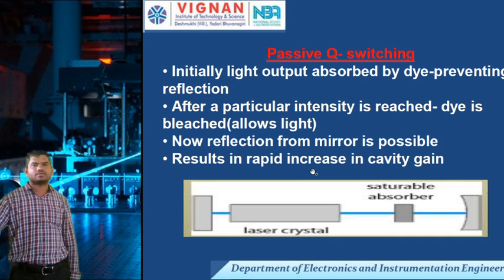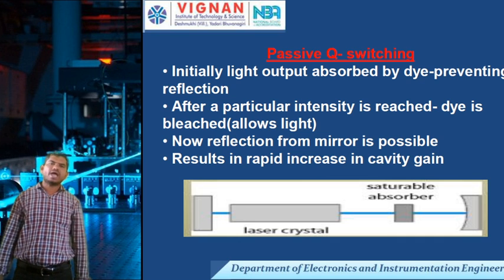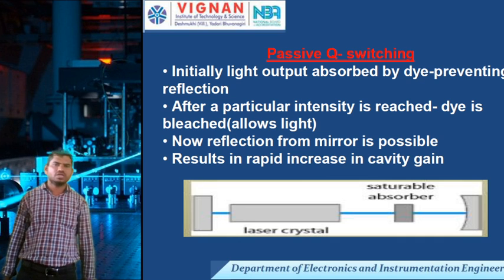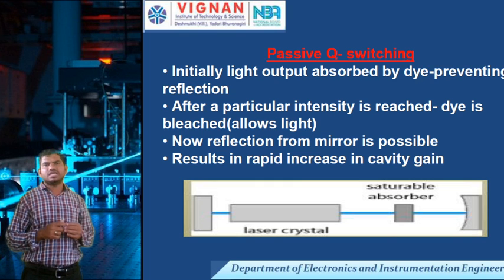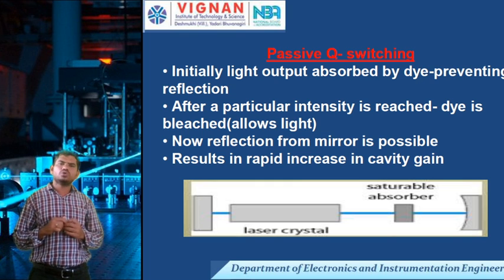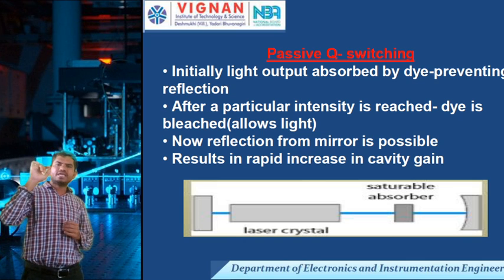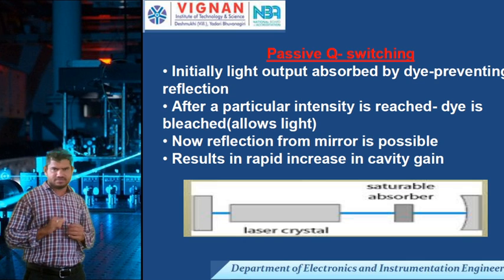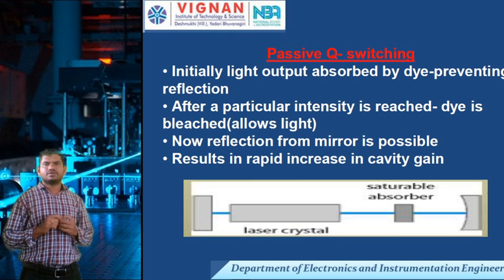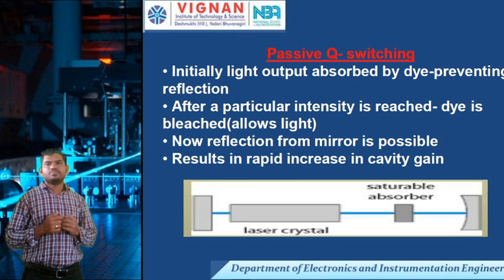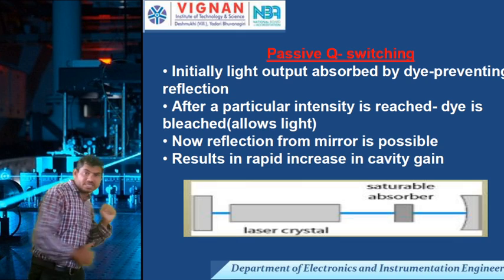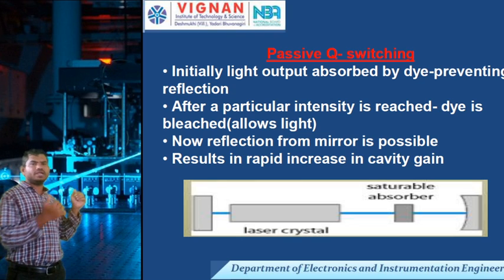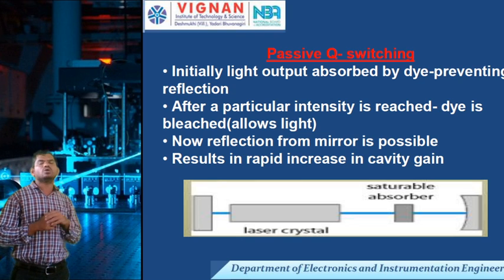Acousto-optic shutter. Next, passive Q switching. Here in passive Q switching, initially the light output is absorbed by the dye, preventing reflection. It is absorbed by the dye, preventing reflection. After a particular intensity is reached, the dye is bleached, allowing high transmission.